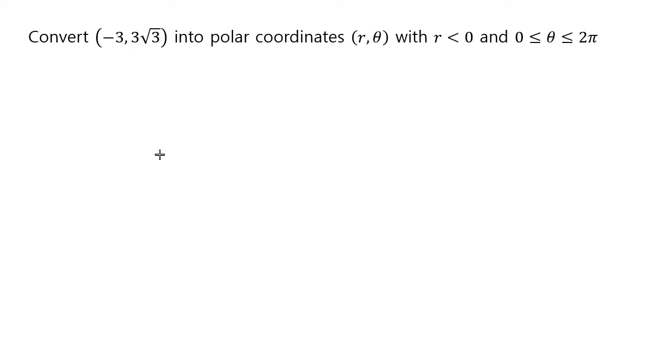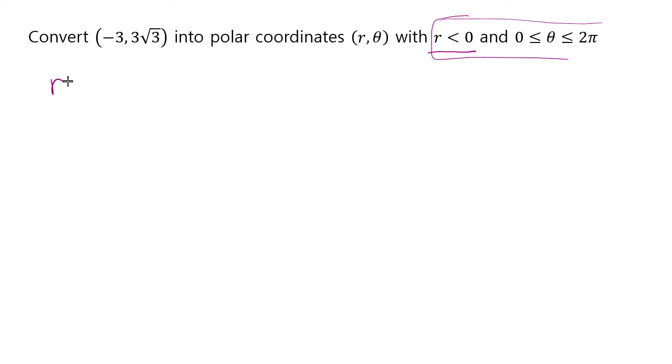Convert (-3, 3√3) into polar coordinates, but this one has a special instruction about r. Your r value has to be negative, and the theta should be between 0 and 2π. Now, if this condition wasn't there, this is how one would find the polar coordinates.